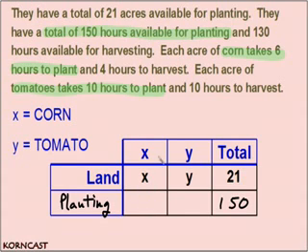Well, I know if it takes 6 hours to plant, and if I have 2 acres, that's going to be 12 hours because 6 times 2 is 12. So if I know it takes 6 hours to plant, then I'm going to have 6x in this little part of my table right here. And same thing goes with my tomatoes. I know if I have 10 hours and I plant 5 acres, well, that's going to take me, you guessed it, 50 hours. So I'm going to go ahead and do 10 times y right here.